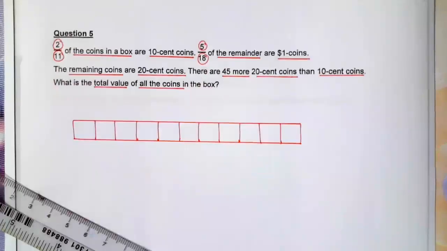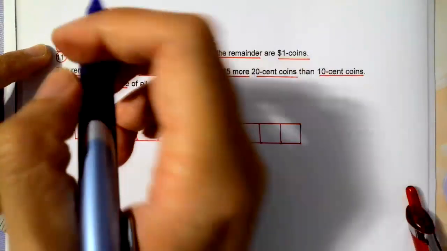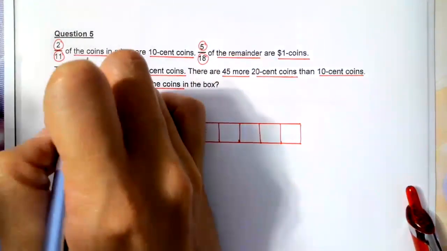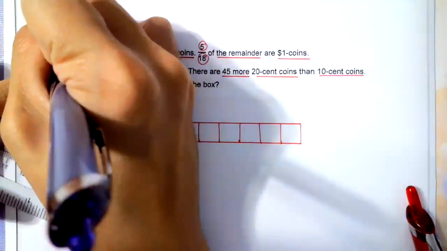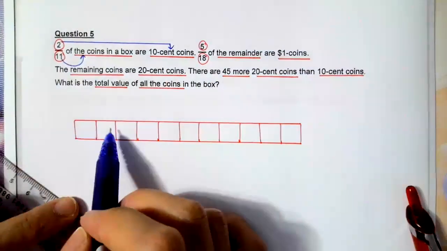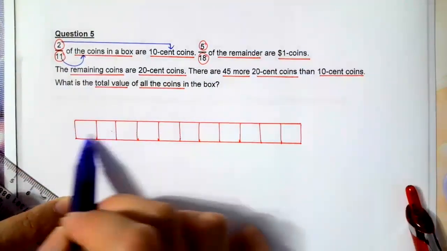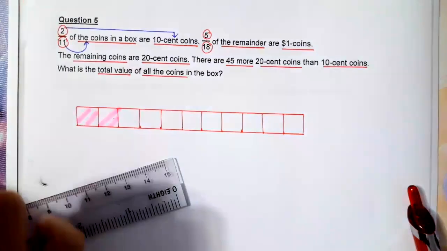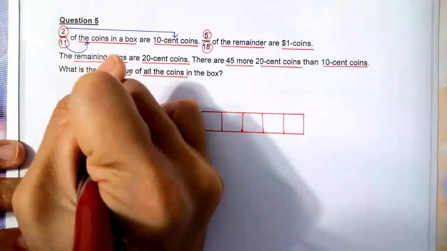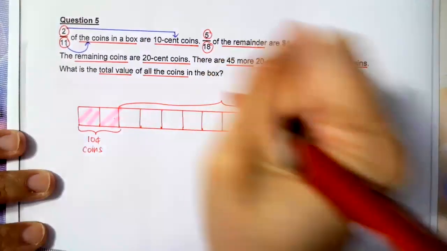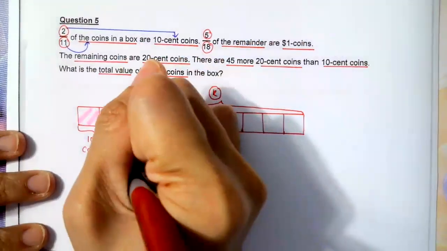All right, question 5. Now, 2 of 11 of the coins in the box are 10-cent coins. So here, I'm talking about the number of coins, not the value of coins yet. So the 11 refers to the total number of coins in the box. The 2 refers to my number of 10-cent coins. Okay, so I draw 11 boxes to represent the total number of coins, out of which I'm going to shade 2 for the 10-cent coins. So this would be my 10-cent coins, the number of 10-cent coins. So this would be my remainder.